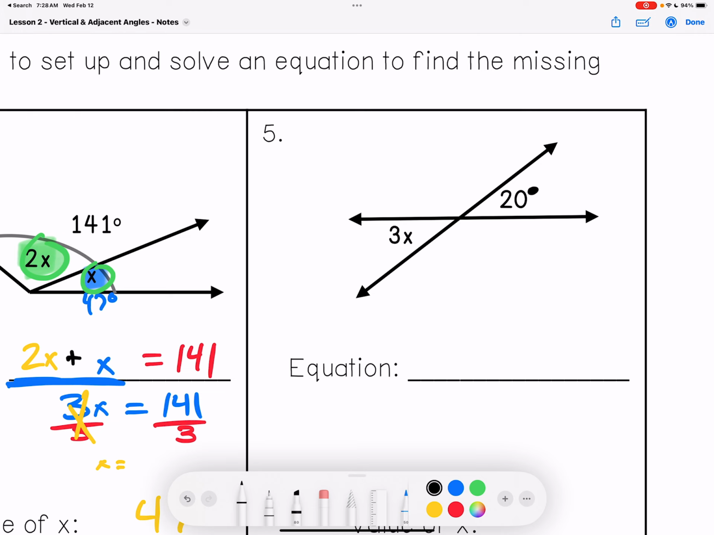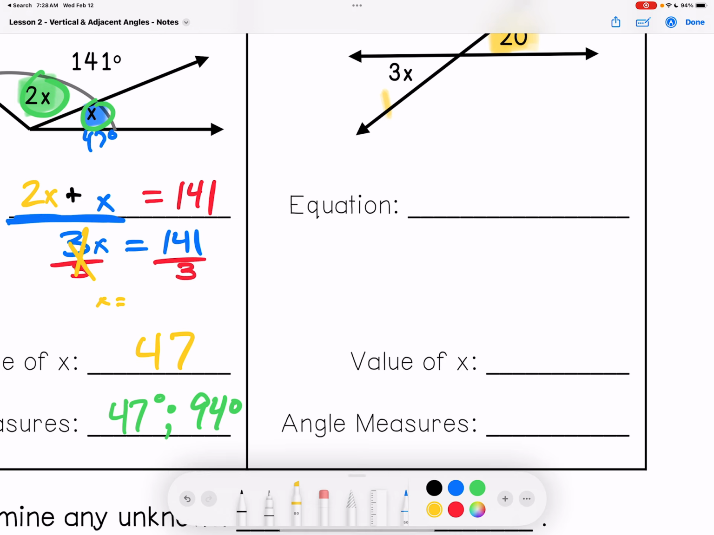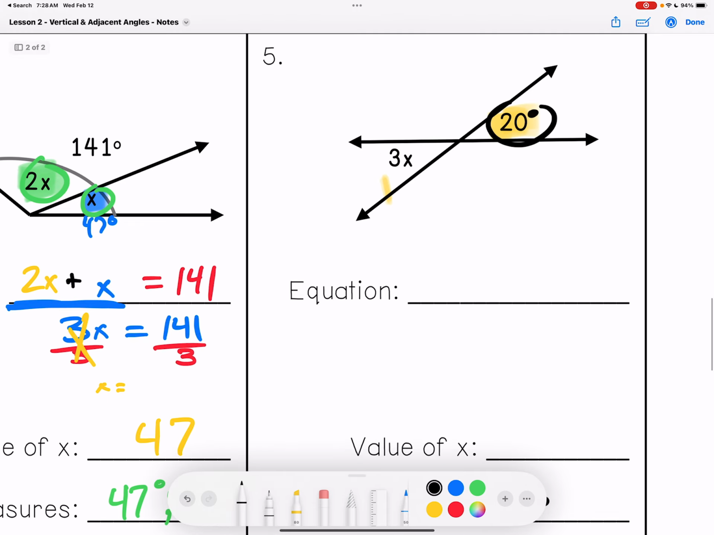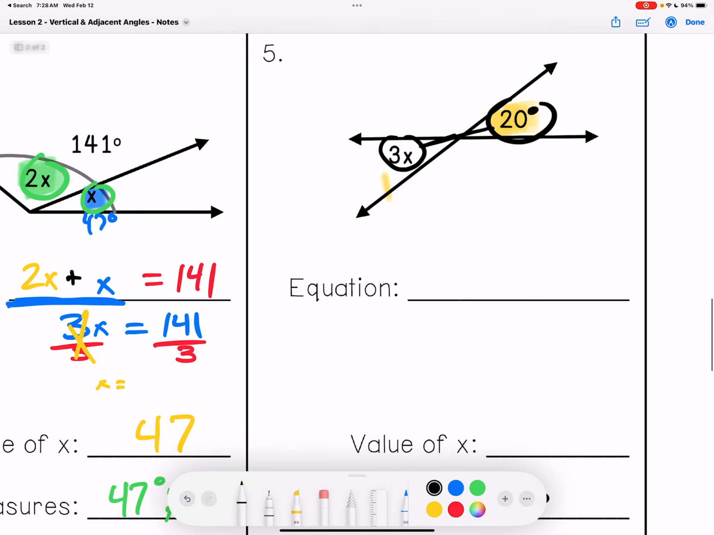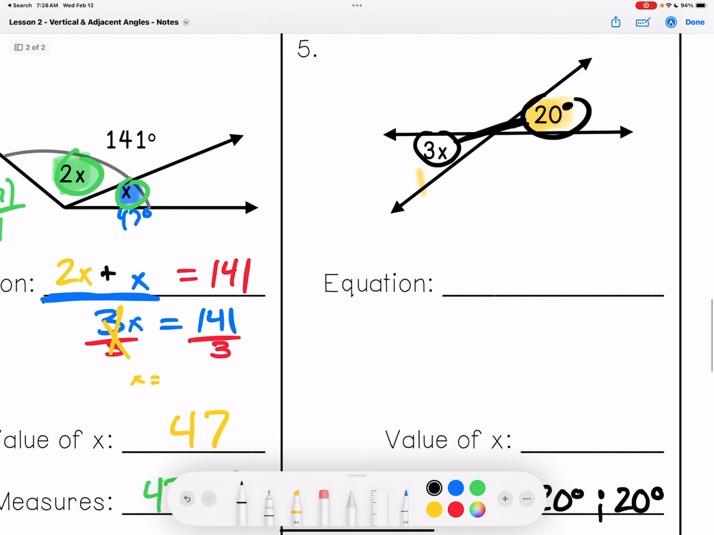All right. If this side is 20, guess what this side is going to be? It's also going to be 20. I know that the angle measures of the two given are 20 because they told me. And how do I know this one's 20? Because they are vertical angles. So guess what the other one's also going to be? 20. Now, I still don't know x, so I have to work out the problem.